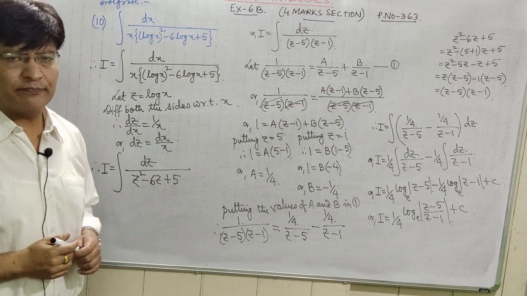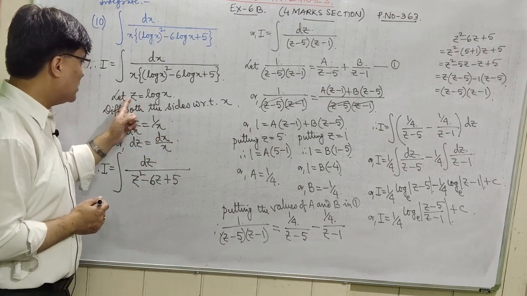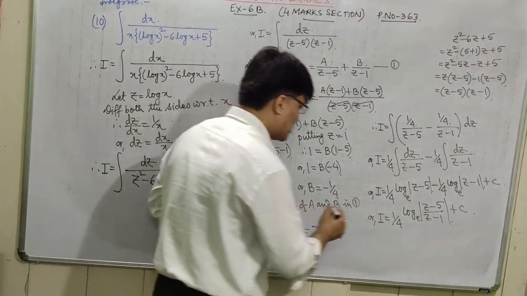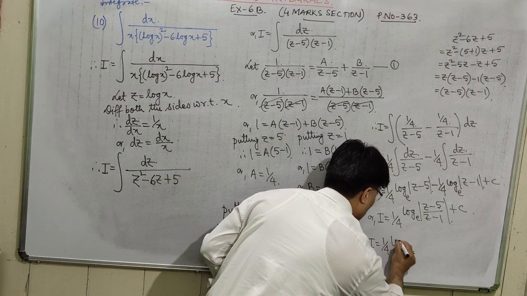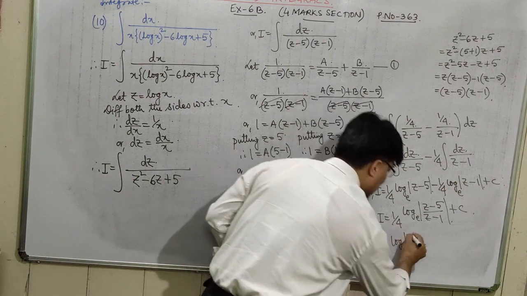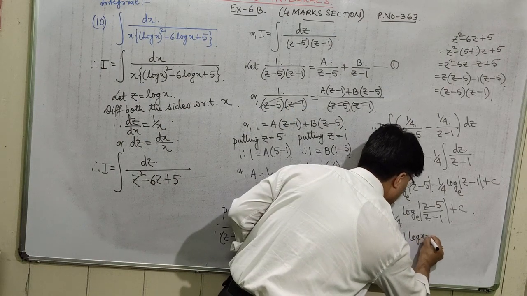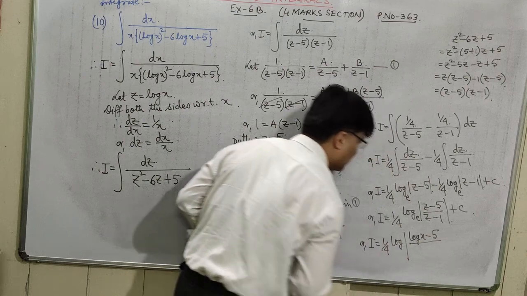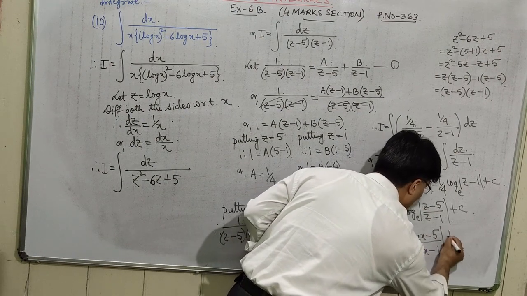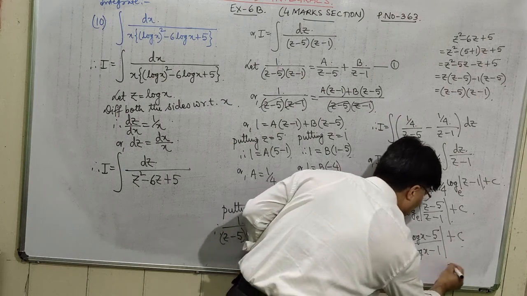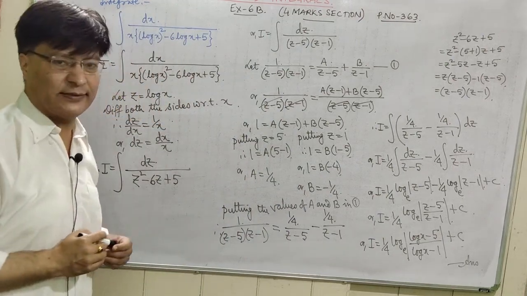But this is not the answer because you have to write down the answer in terms of x. So you put the value of z. What is z actually? Z is equal to log x. So let us write here now, I is equal to 1/4 log within mod, what is z actually? It is log x. It is log x minus 5 divided by what? It is log x minus 1. Mod sign closed. The base is e, then plus c. So this is the final answer.